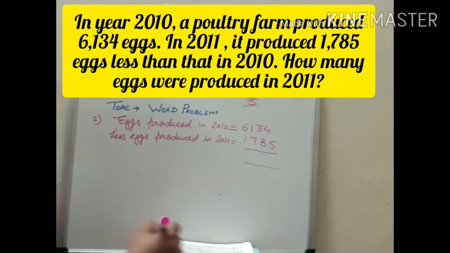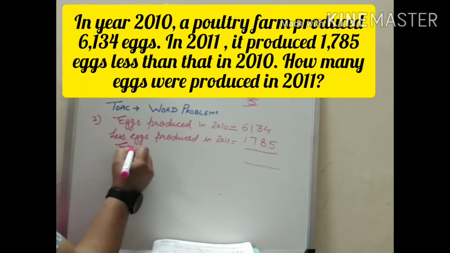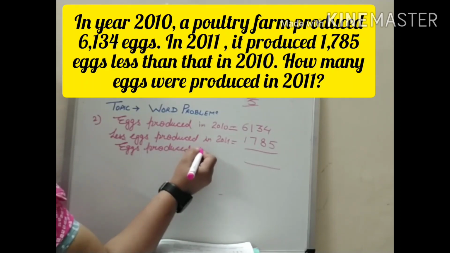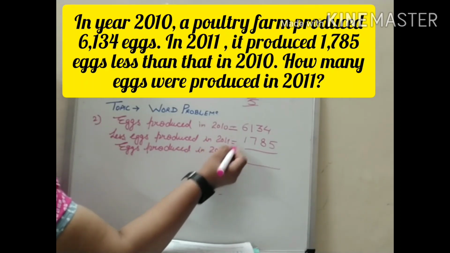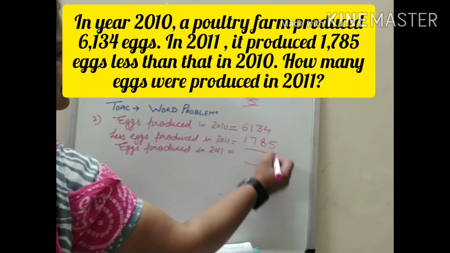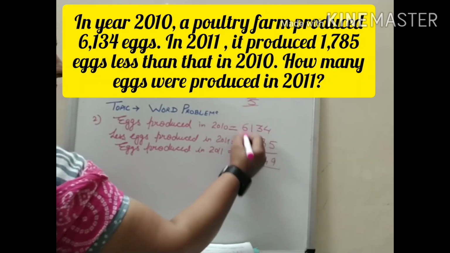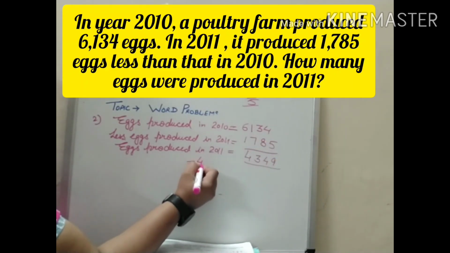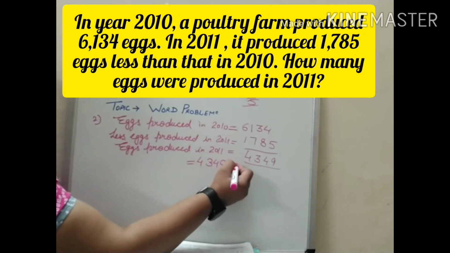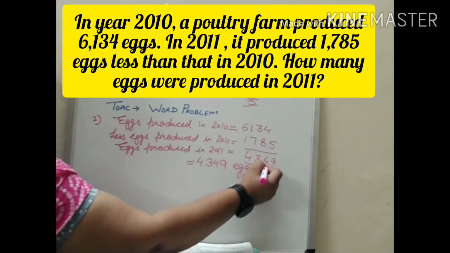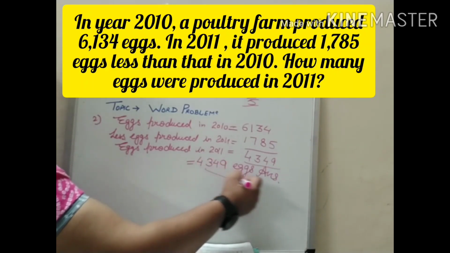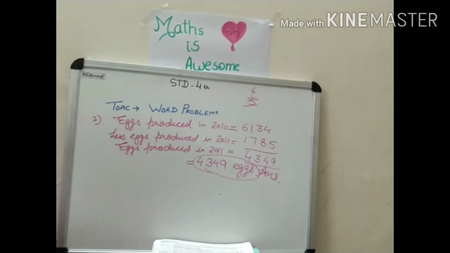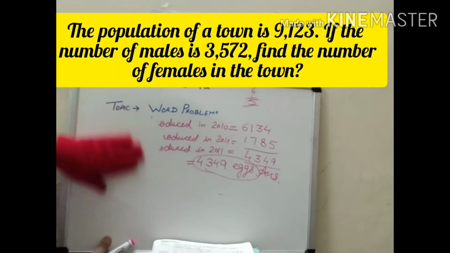Okay, children. The last line will be eggs produced in 2011. Now you will subtract, and whatever the answer is, for example, 4,349 eggs, that is the answer. Make sure, children, don't forget to write this. Very important.